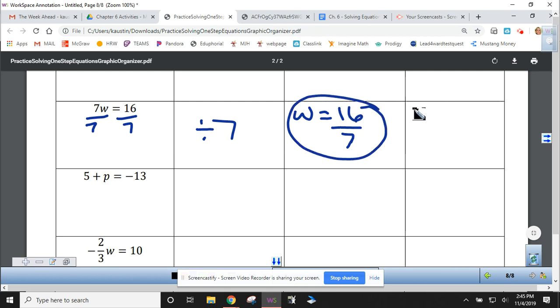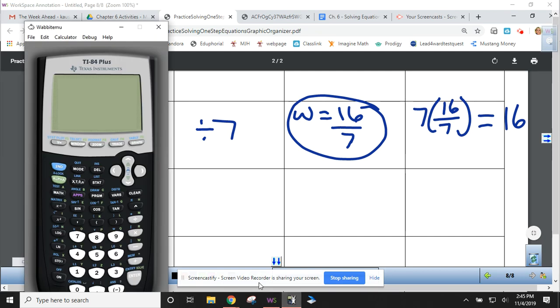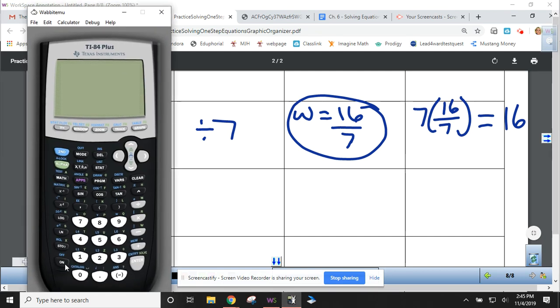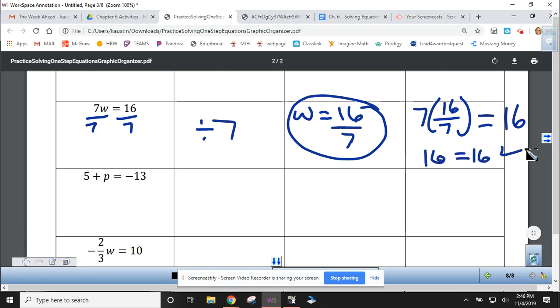And then you would type in your calculator 7 times 16 over 7. And I can show you. So 7 times, I would do alpha y equals to put my fraction in. 16 over 7, hit enter, and I do get 16. So that is a correct answer, 16 over 7.